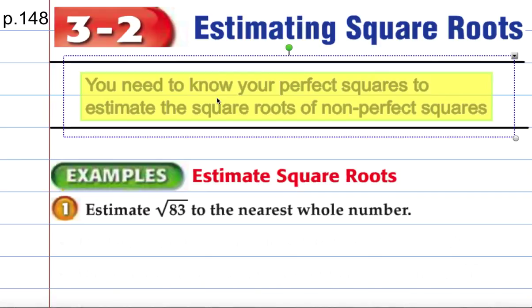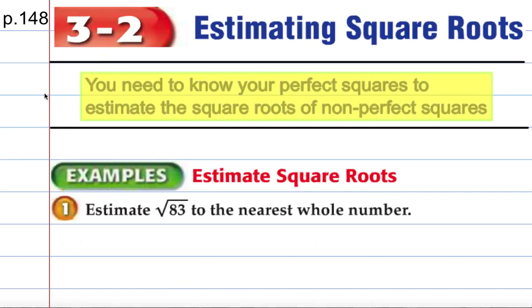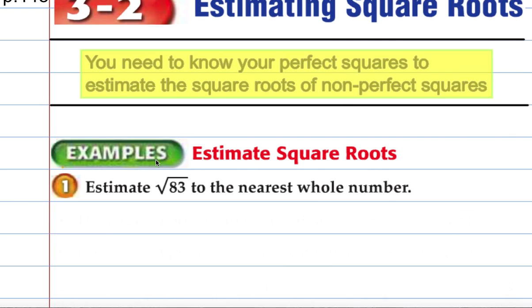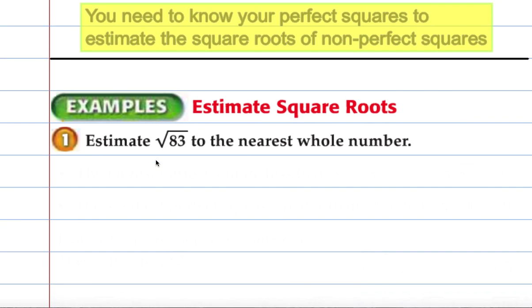So you need to know your perfect squares to be able to estimate the square roots of non-perfect squares. Somewhere, make sure you have a list of 1 squared is 1, 2 squared is 4, 3 squared is 9, and so on and so forth. Make sure you have that list, and I would have it on all study guides and notes.